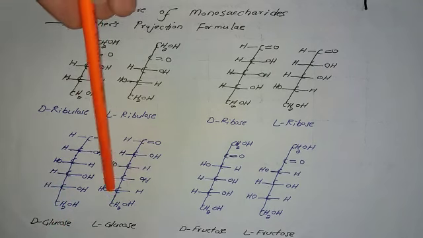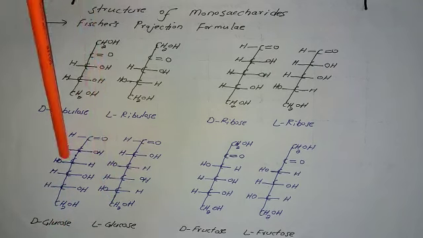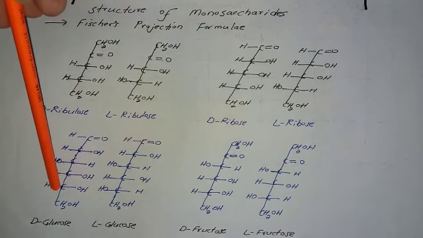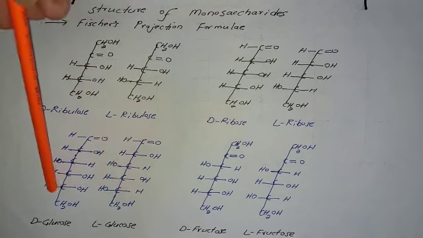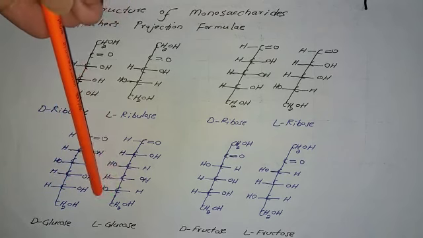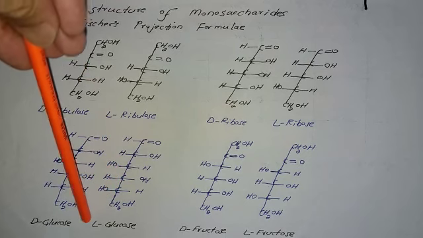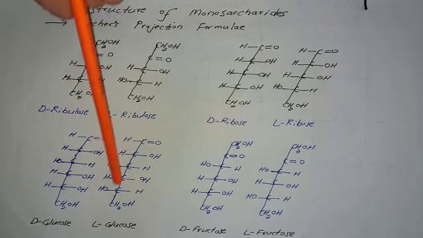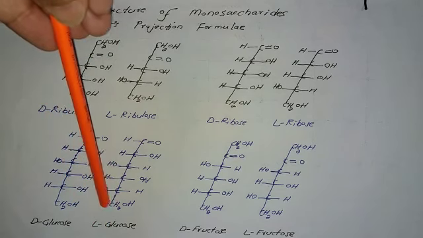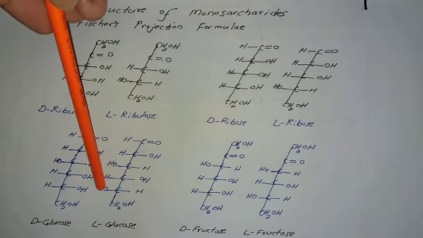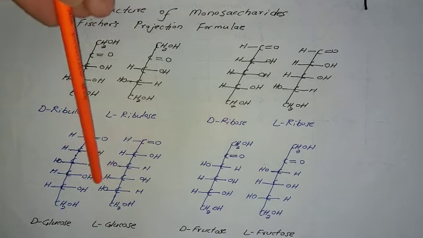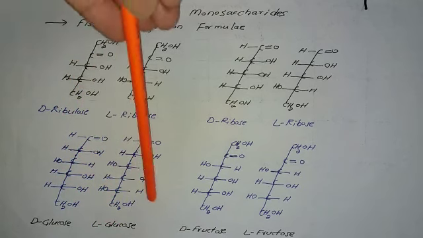In this case, both structures are the same. The difference is over here at carbon number 5. At carbon number 5, the hydroxyl group is attached to the right side, while in this case it is to the left side. So this structure of glucose is said to be L-glucose, because in this portion its configuration is similar to L-glyceraldehyde.